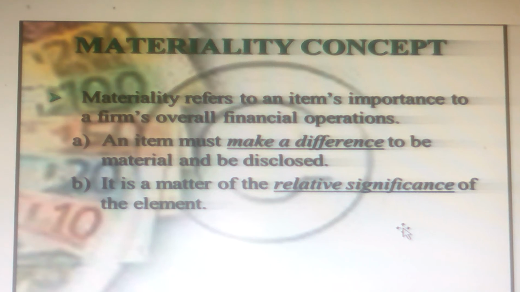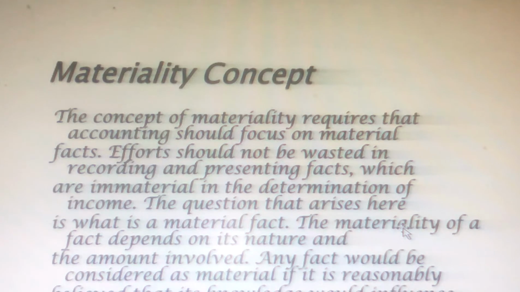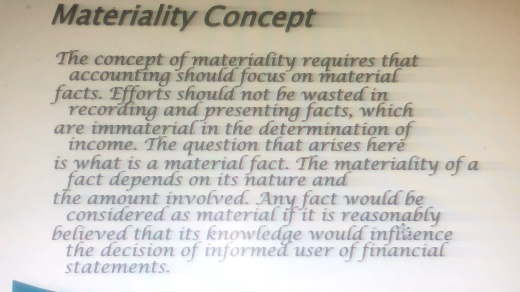It is a matter of the relative significance of the element. It should be related to the business, related to the transaction. So the nature of the transaction, correct. That's why the materiality concept is very important here once again. The concept of materiality requires that accounting should focus on material facts. The effort should not be wasted in recording and presenting facts which are immaterial in the determination of income.